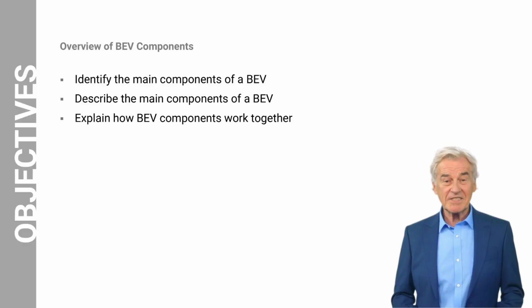Let us look at our lesson objectives. By the end of this lesson, you will be able to identify and name the main components that comprise a BEV. After we discuss the BEV components and provide their purpose and functionality, you will be able to describe each component. You will also be able to understand the overall functioning of a BEV and explain how the components work together, interact, and collaborate with one another.